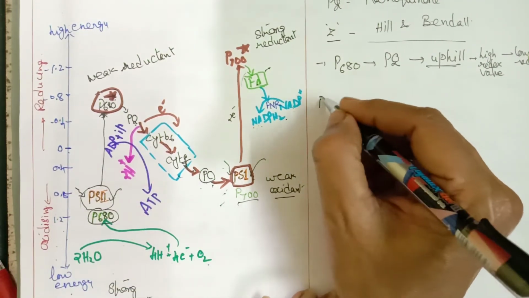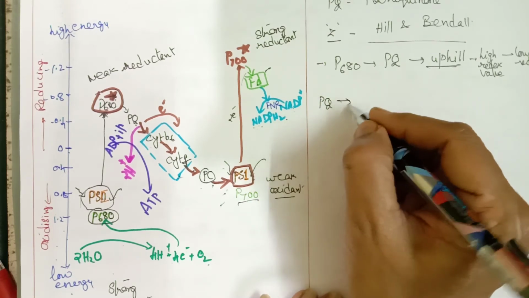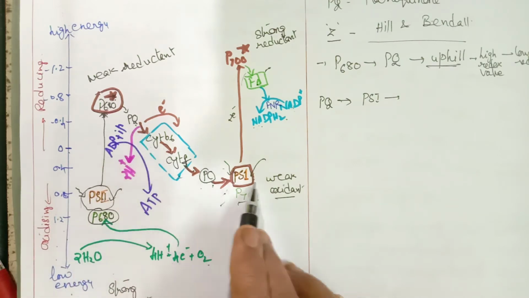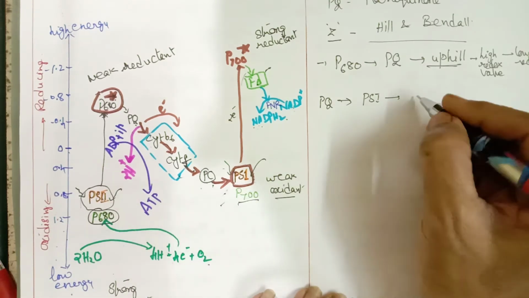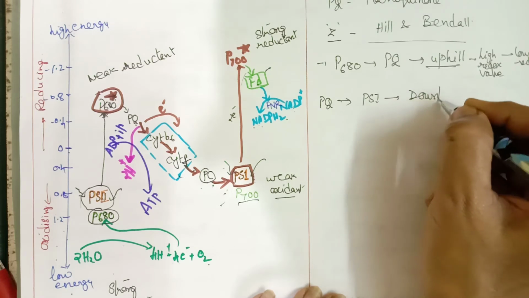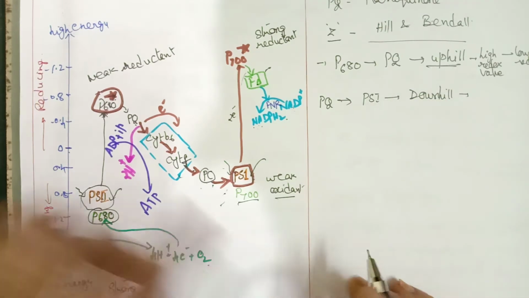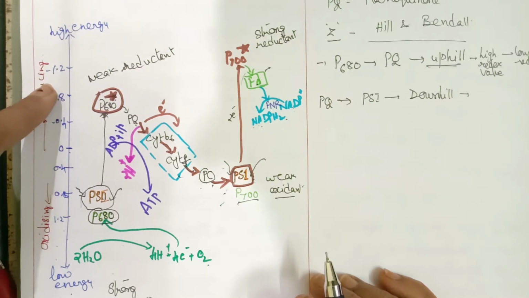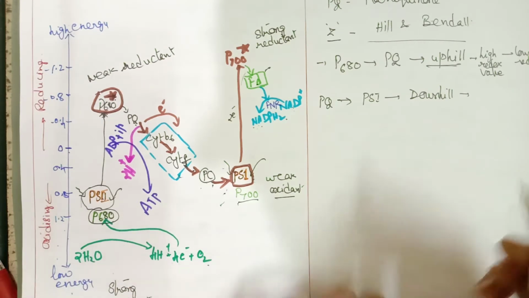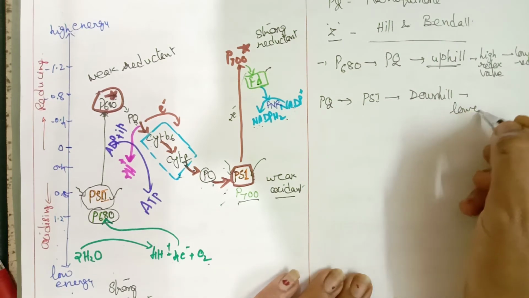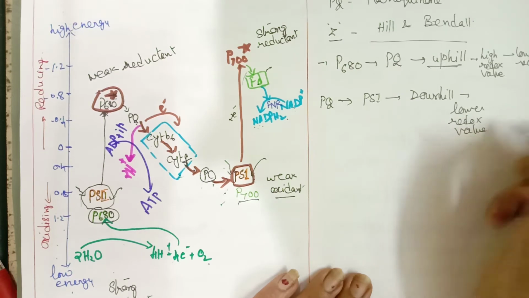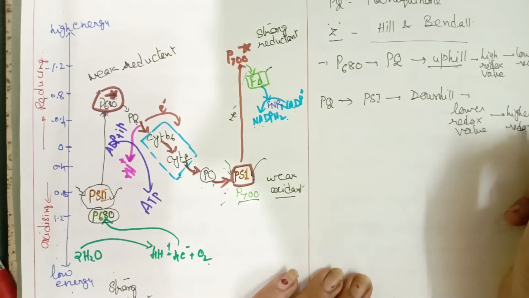Next, the movement from plastoquinone to photosystem 1. The movement from plastoquinone to photosystem 1, this we call a downhill movement. Downhill movement we find here from lower redox potential value to higher redox potential value. So downhill movement we call from lower redox value to higher redox value.